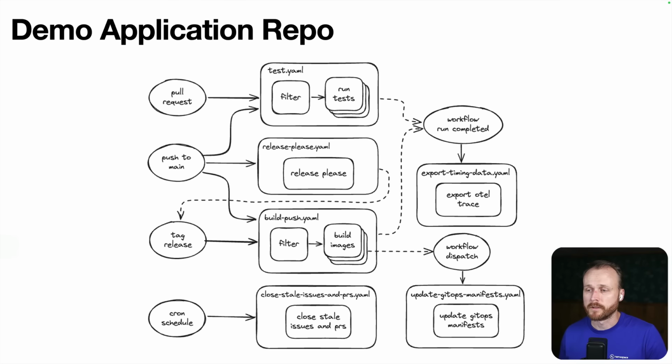The next major workflow that I want to author is this build push workflow. This is going to build our container images and push them to Docker Hub. It's going to be a bit similar in that we're going to want to perform a filtering step to determine which services need to be built. Then we're going to build the images and push them to Docker Hub.